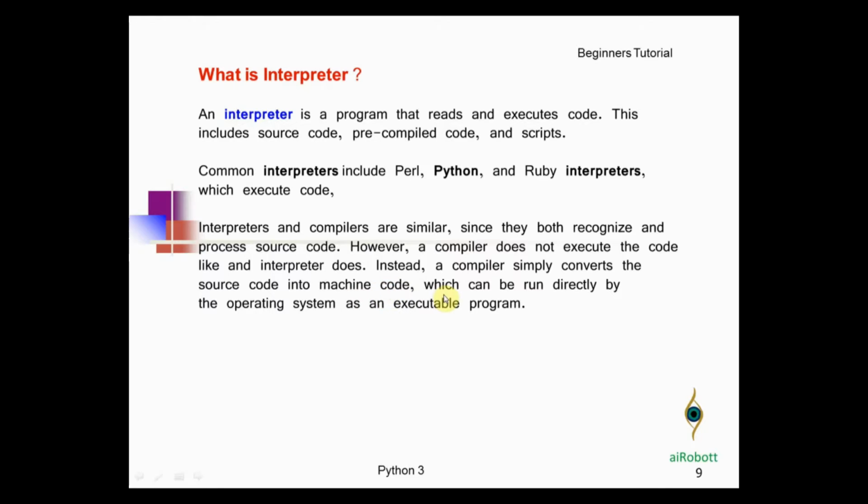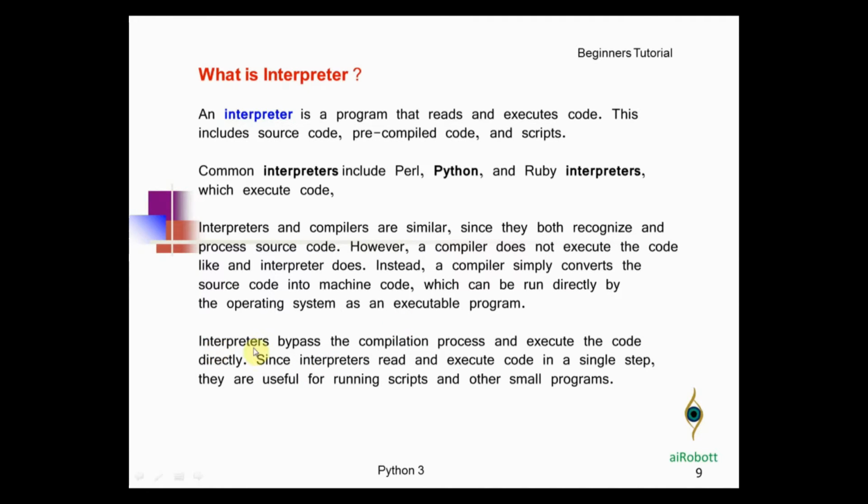When it is converted to machine code, the operating system of your computer executes that program. This is done in the compiler. But in an interpreter, it interprets your programming language directly. Interpreters bypass the compilation process. Actually, here the Python interpreter does not compile the code and it executes the code directly.